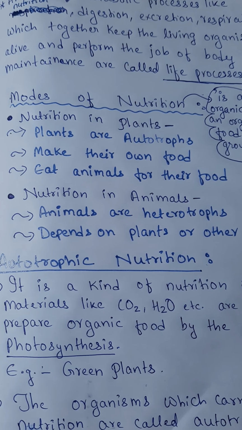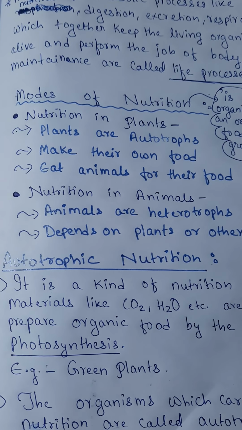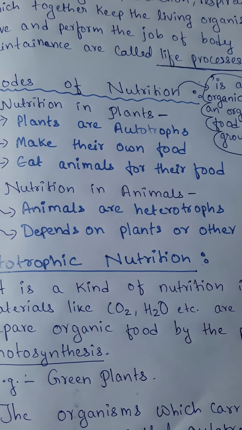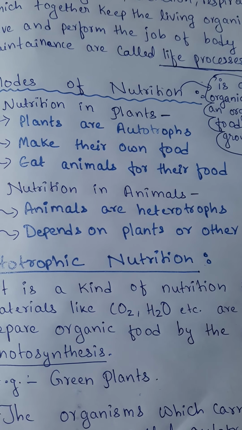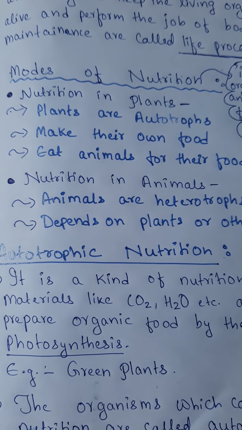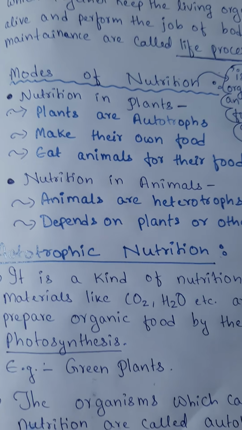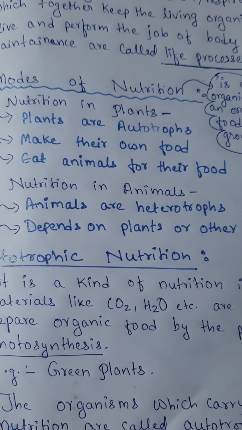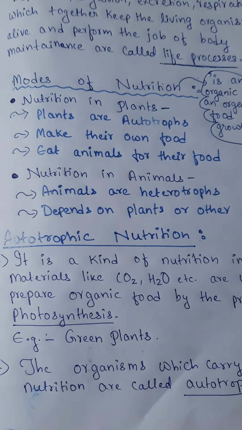Nutrition in plants is called autotrophic nutrition. Since plants are autotrophs, they are able to prepare their food by themselves. And there are some plants which eat animals. Actually, not the animals, they capture insects as their food. Hence, they are called insectivorous plants. For example, pitcher plant. Next is nutrition in animals. Nutrition in animals is called heterotrophic nutrition, since animals are heterotrophs. That is, they depend on plants and other organisms for their food.